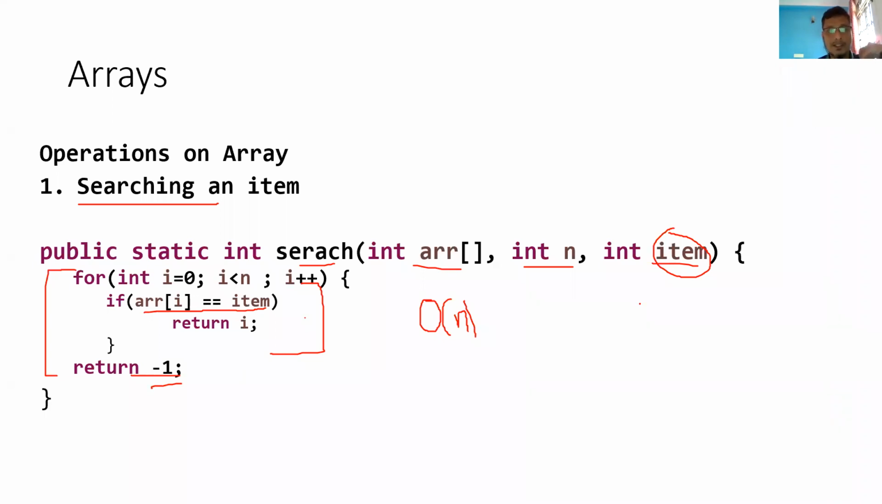So theta is for an exact bound. We don't know the exact bound here. What is the exact bound here? So we always consider the upper bound. Upper bound is considering the worst case. So that is nothing but a big O of n.